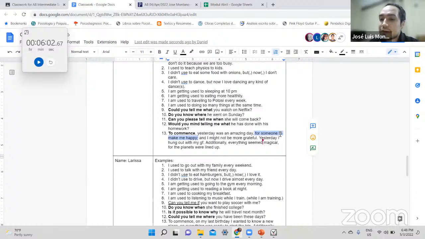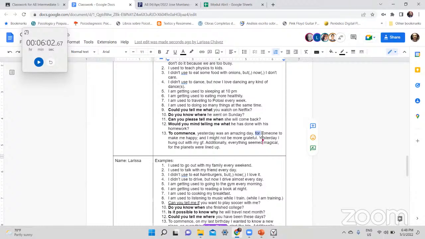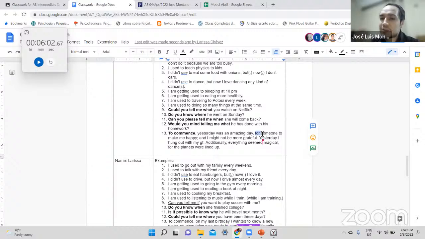Here, if you use the infinitive, it is incorrect. Why? Because remember, "for" means exactly the same as "because." So Wilson, if you say "yesterday was an amazing day because someone made me happy," then you have to say "yesterday was an amazing day for someone made me happy." Okay, I don't know if you have questions about that observation, Wilson.